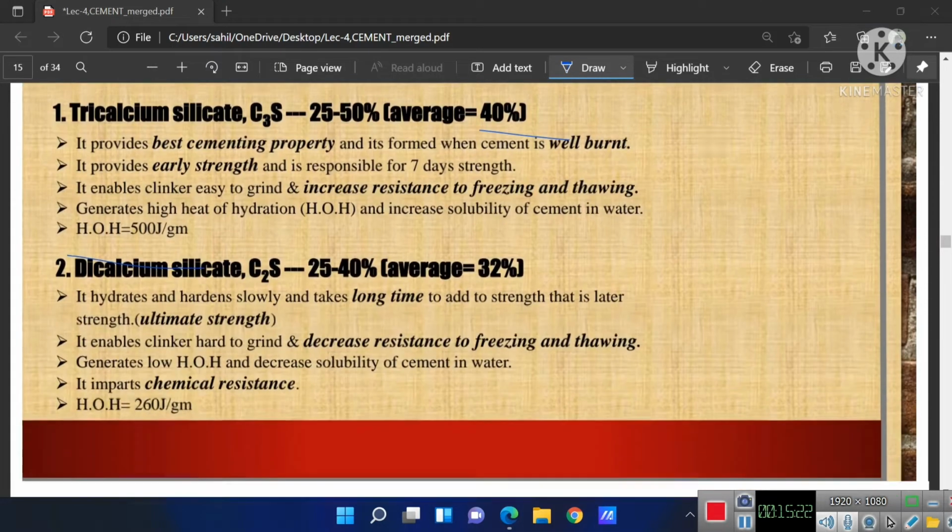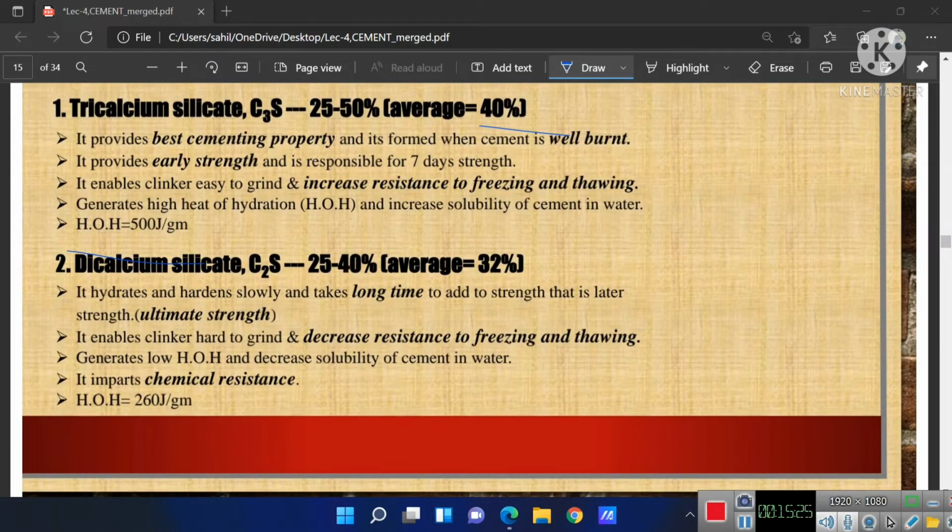The next bulk compound, dicalcium silicate, must be present in about 32%. It hydrates and hardens slowly and takes a long time to add to strength, and that is later strength, which adds to the ultimate strength of the cement. It makes clinker hard to grind and decreases resistance to freezing and thawing. So in the case of tricalcium silicate, it increases resistance to freezing and thawing, and in the case of dicalcium silicate, it decreases resistance to freezing and thawing, and it adds to later strength, whereas tricalcium silicate adds to early strength.